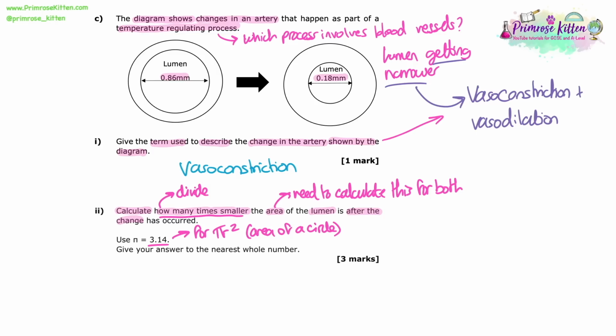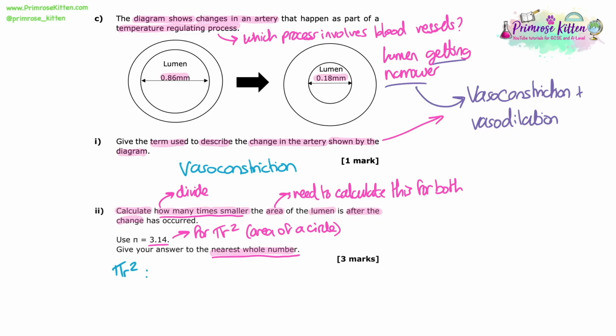Because we need to calculate the area of a circle, we should know that we need pi r squared. This is a maths skill question, and it's told us to use 3.14 instead of pi, so use 3.14 in your calculator instead of the pi button. And it wants us to give our answer to the nearest whole number. This is important. We may not get all of the marks if we don't do that, so it's always worth checking back at the end that we've done everything it's asked.